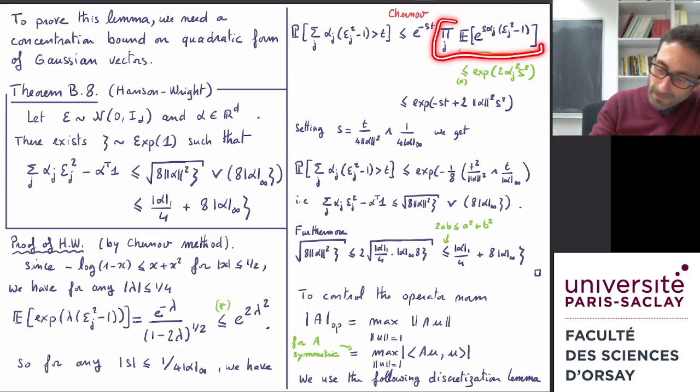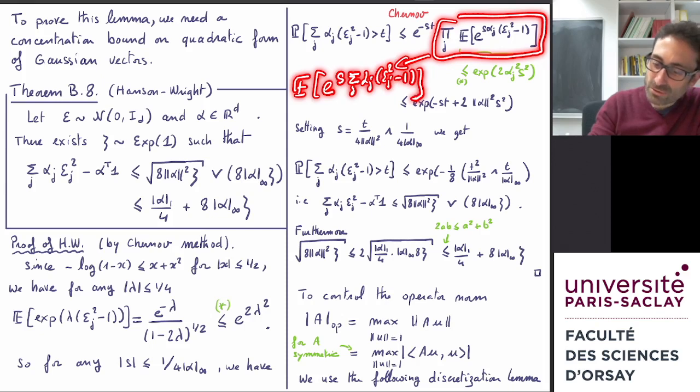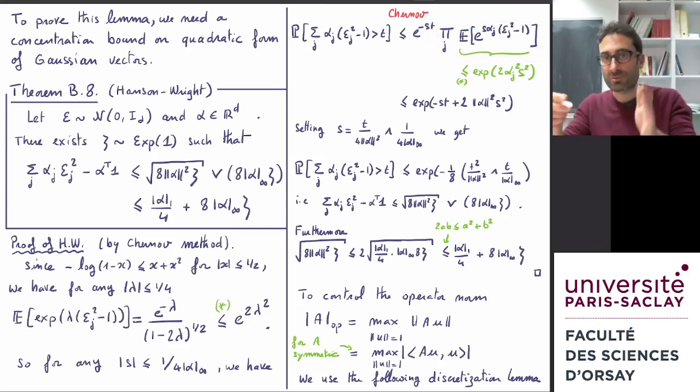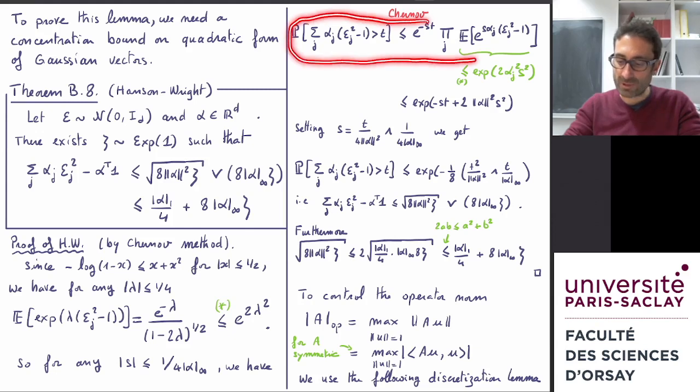So this here is the expectation of exponential of s times the sum over j of alpha j (epsilon j square minus 1). Okay, so I just use the Chernoff inequality, and since I have the exponential of a sum of independent random variables, this will become the product of the expectations. So the expectation of the exponential of the sum of independent variables is the product of the expectations of the exponentials of the variables. So I end up with this formula just by using Chernoff.